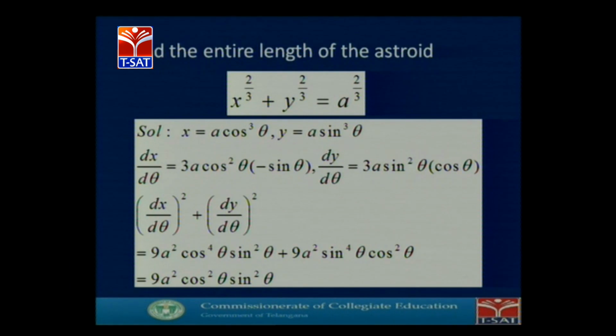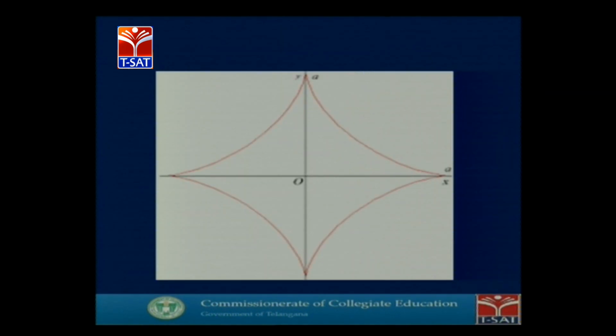We have to find out the limits for theta. Before that, let us see how this curve will look. This is an asteroid. It is symmetric about both the x axis and the y axis. Suppose you take the value a here, and b. The arc length in the first quadrant is the same as in the second, third and fourth quadrants. So to find the entire length of the asteroid, it is enough to consider only the first quadrant. So we can write 4 times the length of the arc in the first quadrant.